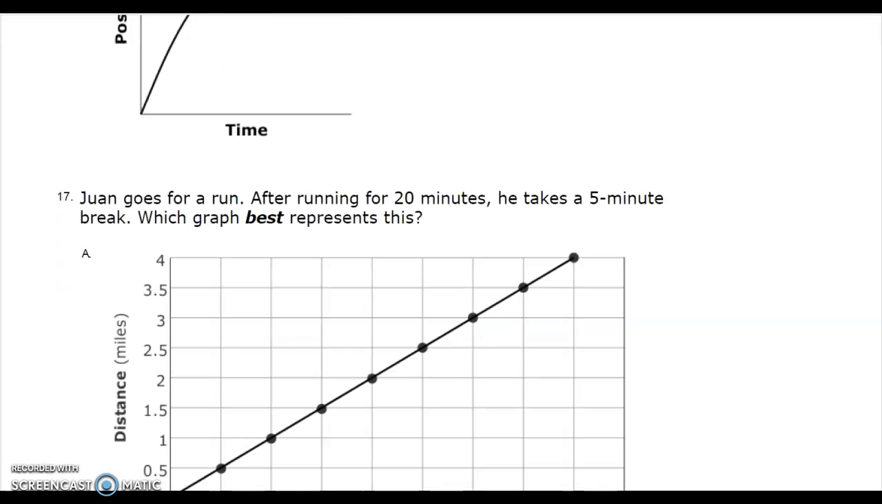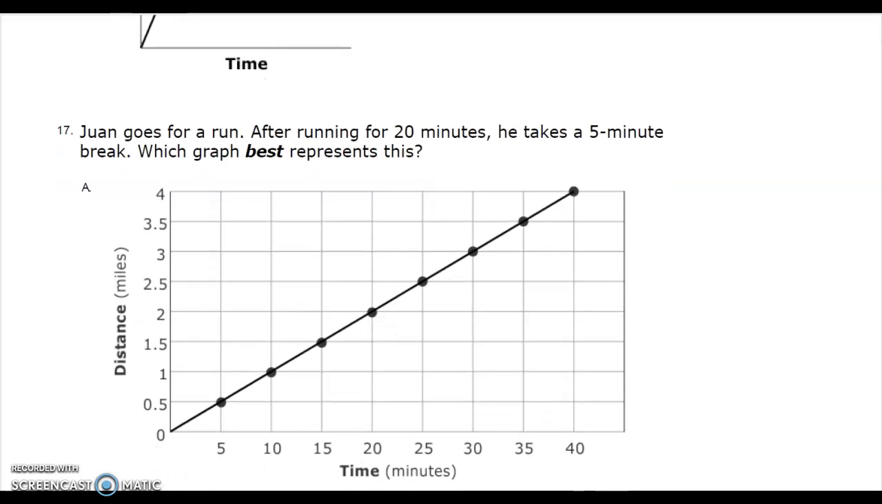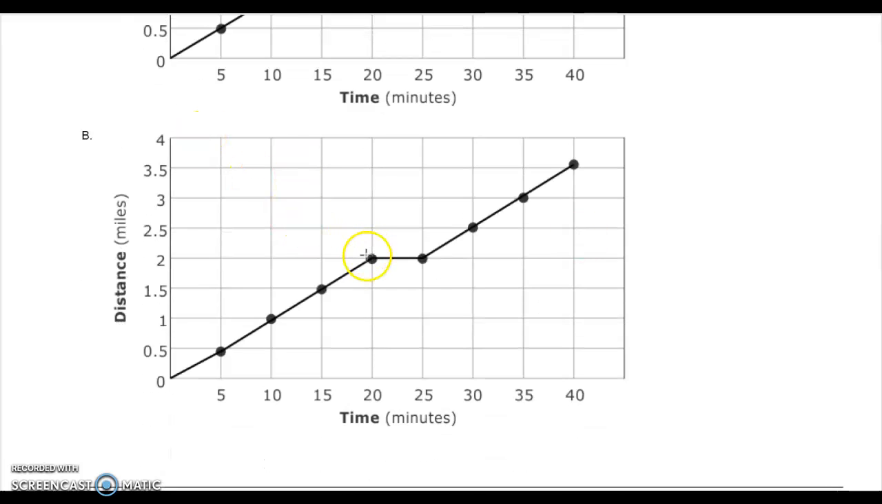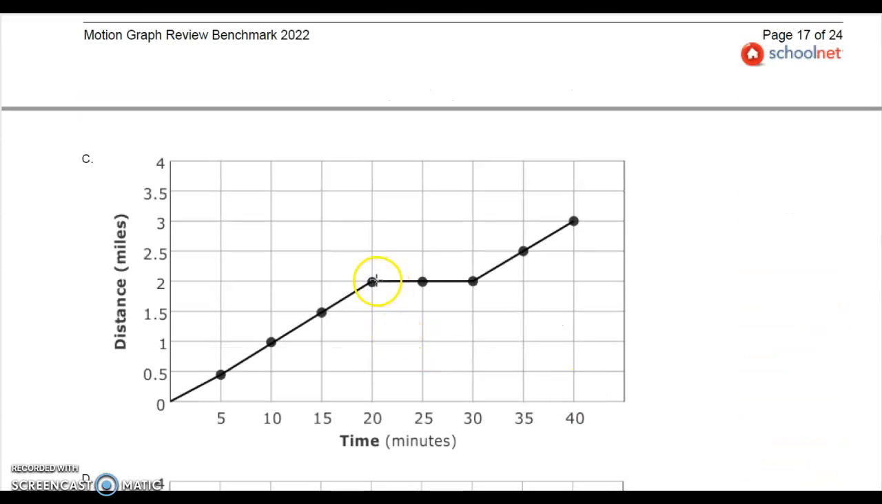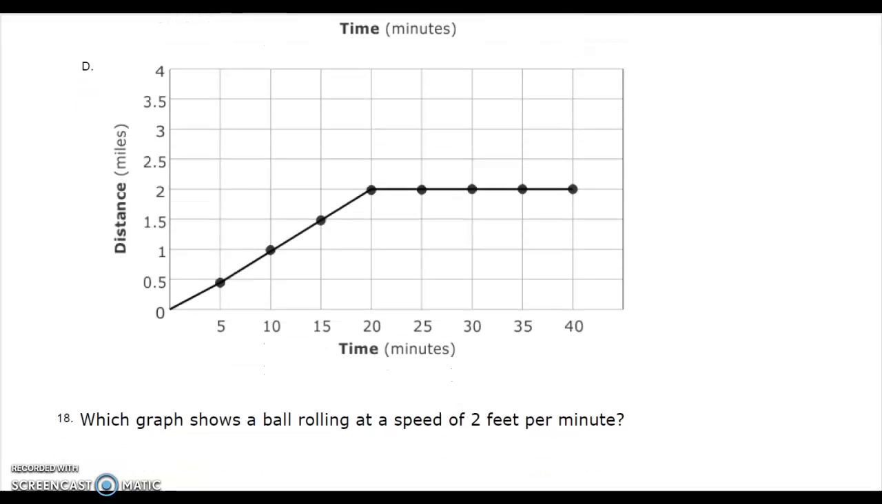Juan goes for a run. After running for 20 minutes, he takes a 5-minute break. Let's find a graph that represents that. Well, I see him running, but I see no breaks in A. I see him running. And again, if we're looking at this one, it says after 20 minutes. So here's 20 minutes. Here's a 5-minute break, and he continues to run. I like B a whole lot. He takes way more than a 5-minute break here, and he never stops running again. So your best answer is the one above.